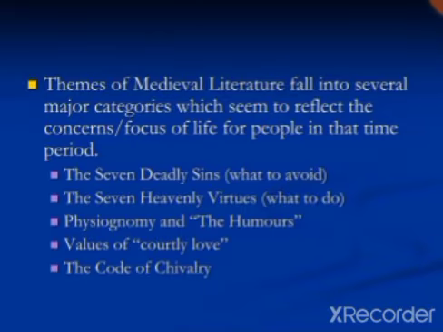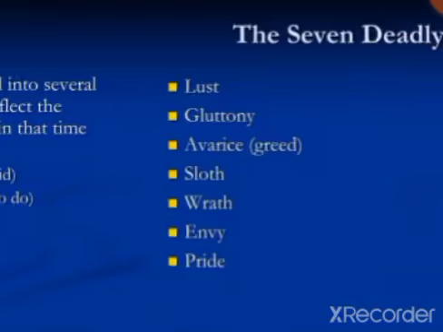First and foremost, the themes which are recurrent in medieval literature fall into several major categories which seem to reflect the concerns of life for people during that time. The main theme is the seven deadly sins. We'll see what they are. First is the seven deadly sins, then the seven heavenly virtues, then the theory of humors, then the values of courtly love and the code of chivalry. These are the themes that we find in medieval literature.